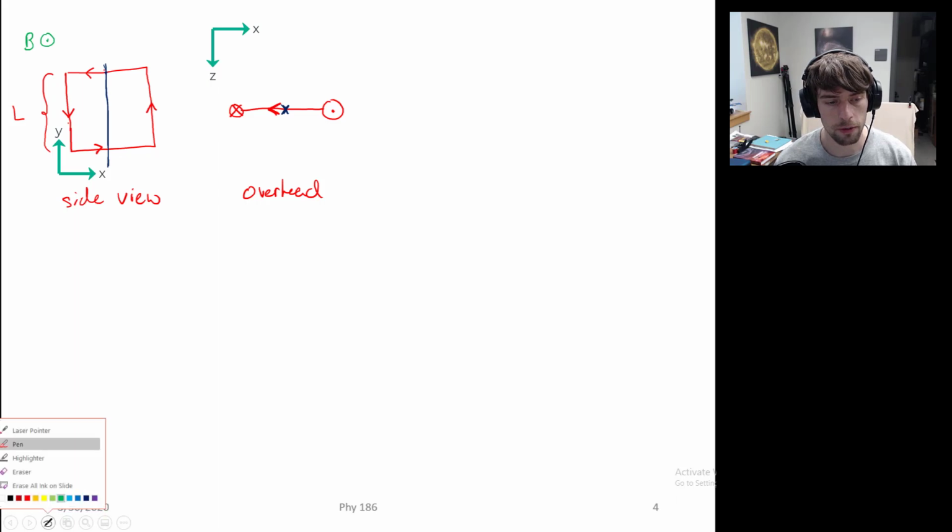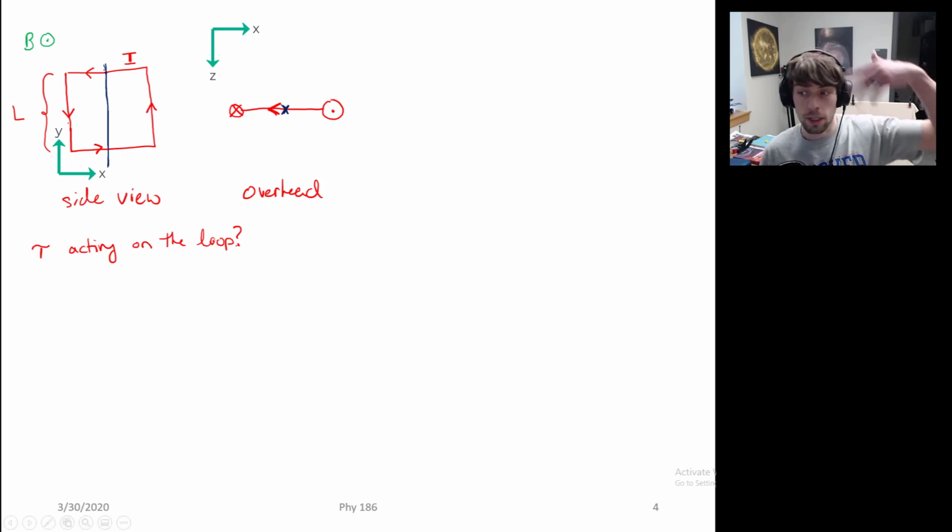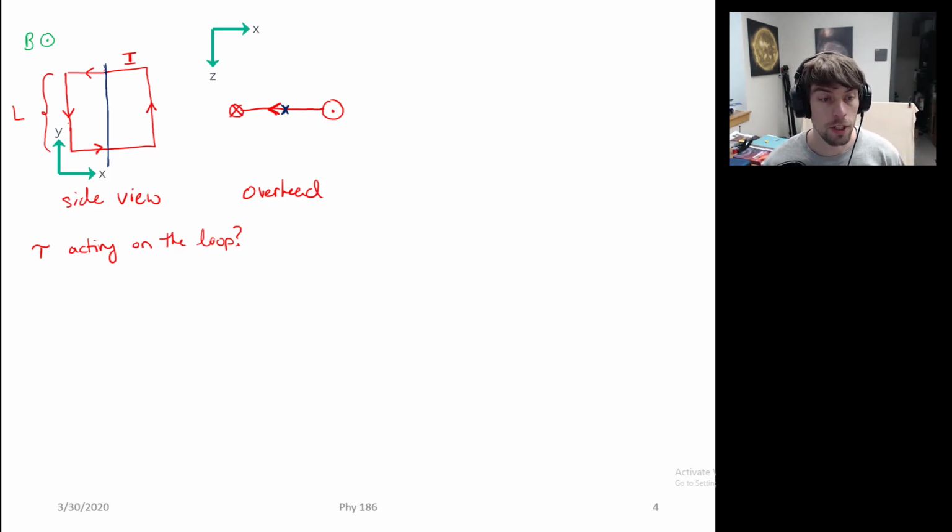Here's the question I have for you. If it's carrying current I, it's a square loop of length L, what is the torque acting on the loop? Go ahead, take a couple minutes, see if you can start your way through that. Got it? Good. Okay, so let's go at it.